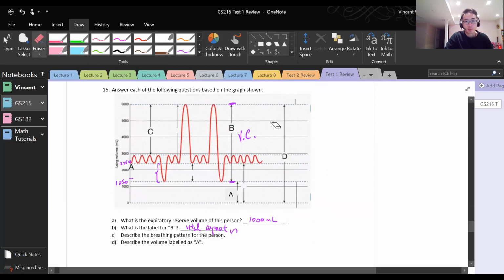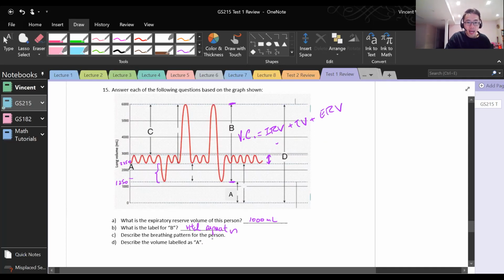And just to refresh your memory, the vital capacity is inspiratory reserve volume, which is C, plus tidal volume, which, do we have a label for that? I don't think we have a label for that. That's the tidal volume, okay? And then plus expiratory reserve volume.